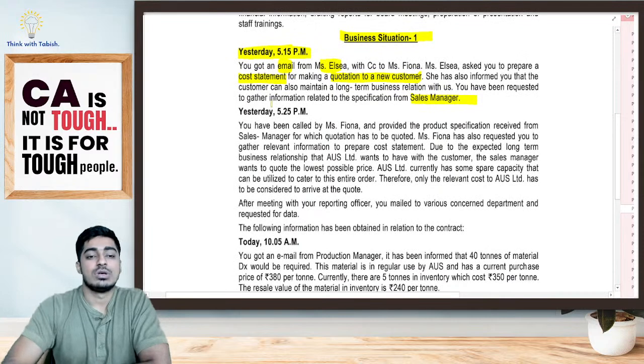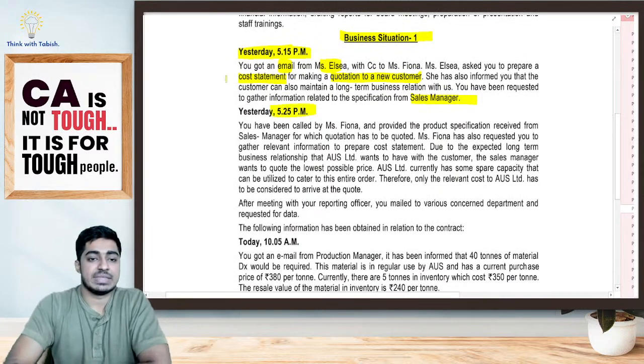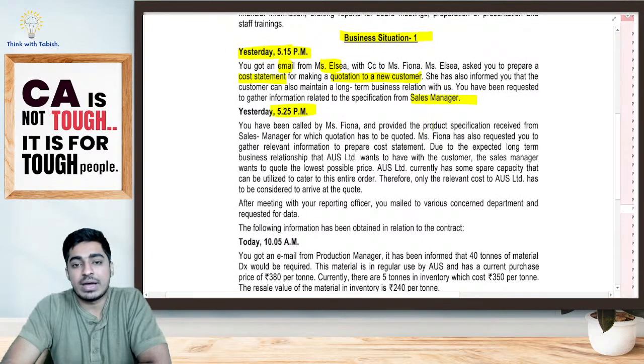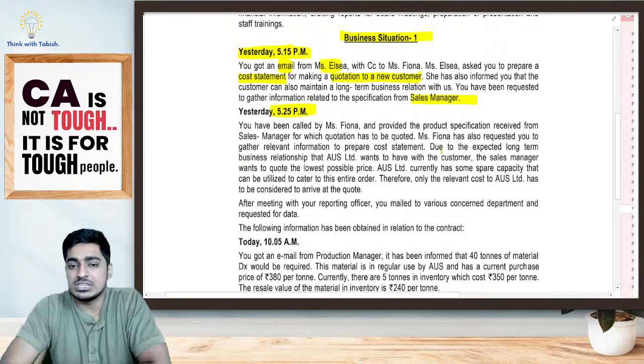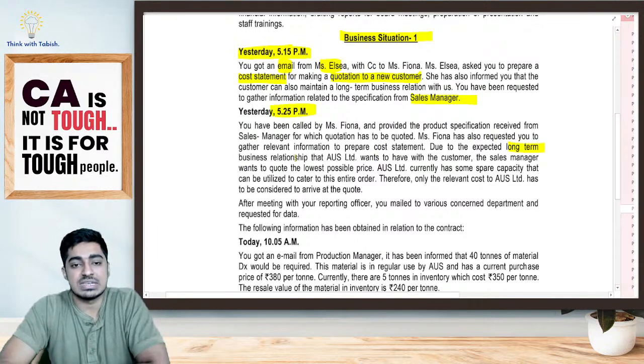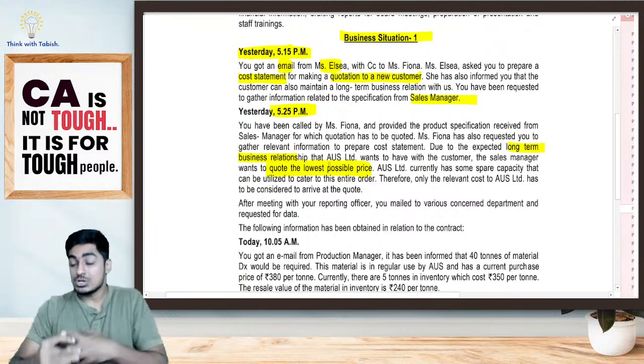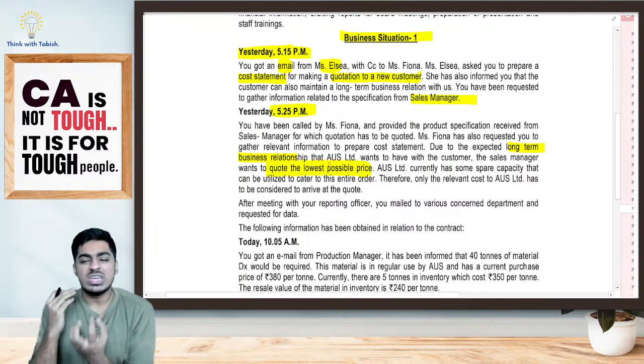Yesterday, 5:25 p.m., you have been called by Fiona and provided the product specification receipt from the sales manager, for which quotation had to be quoted. Fiona also requested you to gather relevant information and prepare a cost statement, due to the expected long-term business relationship. Yes, the sales manager wants to quote the lowest possible price. Because we are expecting a long-term relationship, we want to quote a very small price.